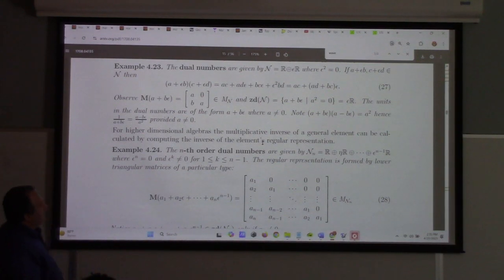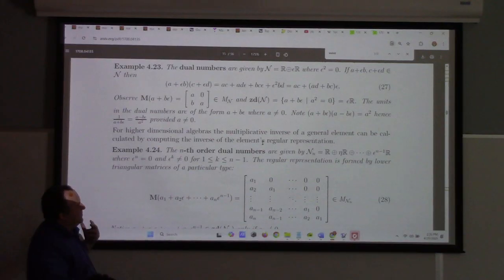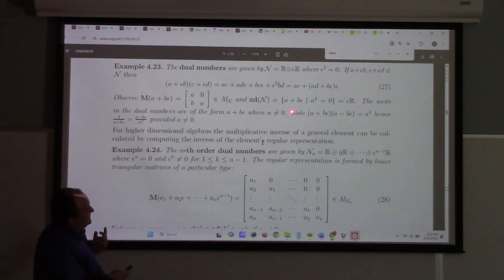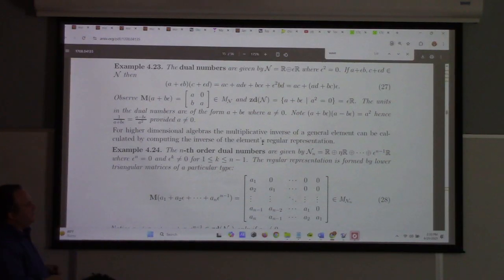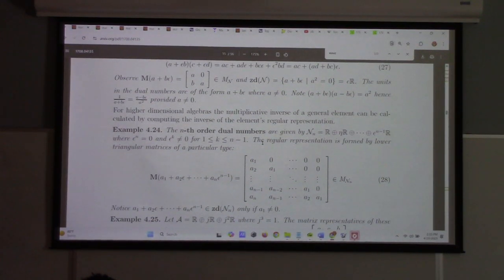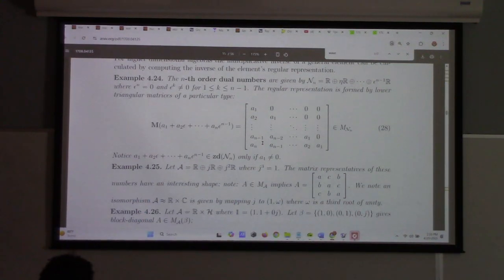There are also dual numbers. Dual numbers, in some sense, model infinitesimal calculus, because a dual number has the form a plus b epsilon, where epsilon squares to 0. So the epsilon is kind of like an infinitesimal, right? So you can model formal calculus with these dual numbers. There are also nth order dual numbers where epsilon to the n power is 0, but epsilon to a power less than n is non-zero. This is the matrix for n dual numbers like that.